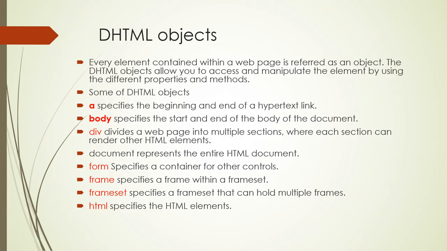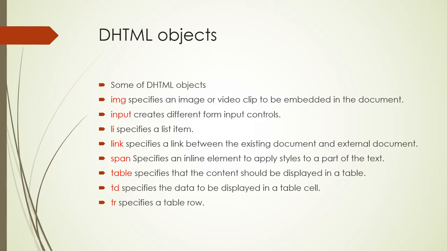DHTML objects like A is an anchor, that is the beginning and end of hypertext links. Body has a start and end tag. Div, as you know, divides a web page into multiple sections as per our requirement. Document represents the entire HTML document. Forms are a specific container for other controls. Frames sit within a frameset, which holds multiple frames. These are all used in an HTML page.